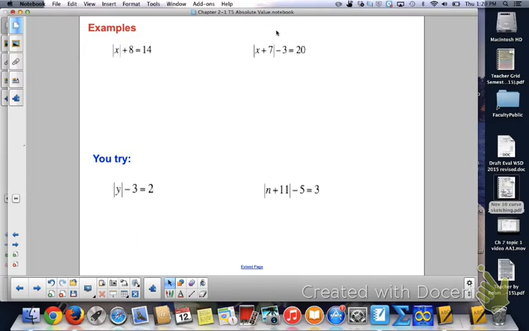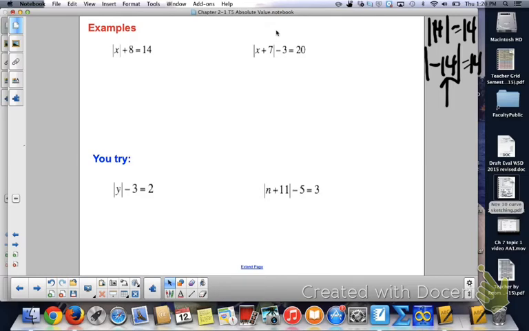Okay, hopefully you did the last two and they worked out well. Here, one thing that is different about these two examples is this first one. You have the absolute value of x and then plus 8 equals 14. Well, that absolute value is not by itself. In order for us to say the absolute value of 14 equals 14 and the absolute value of negative 14 equals 14, and so we can split that, that absolute value has to be by itself. It has to be by itself.